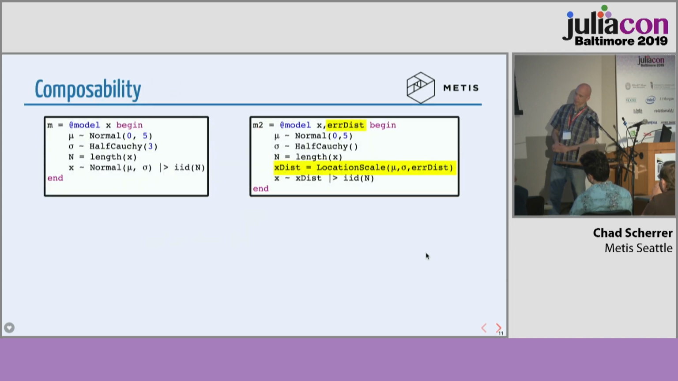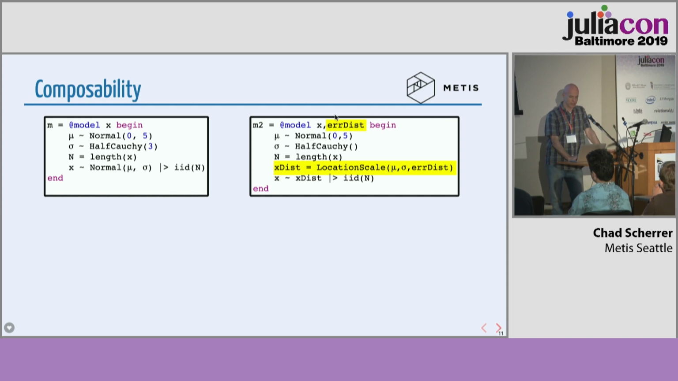So, composability. Originally, we just had this error distribution be static, right? It's always going to be a normal for my residuals. But I don't have to make that assumption. I can actually make that be a parameter.